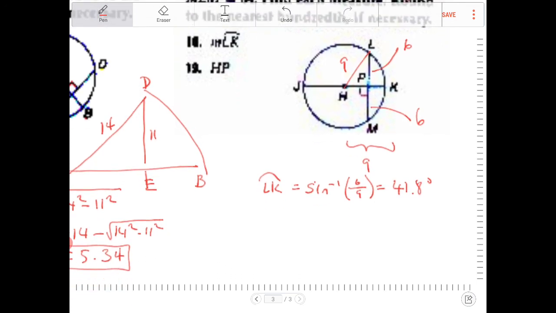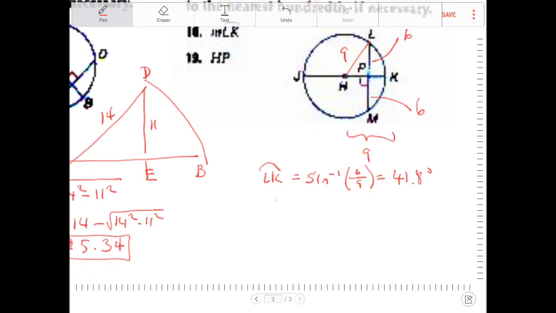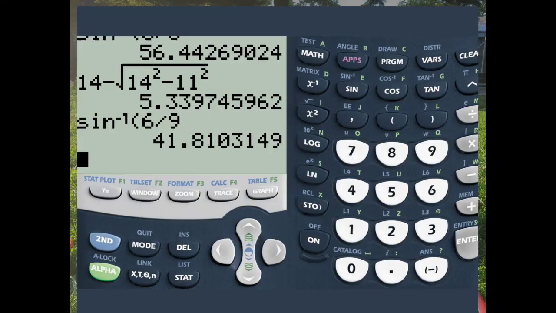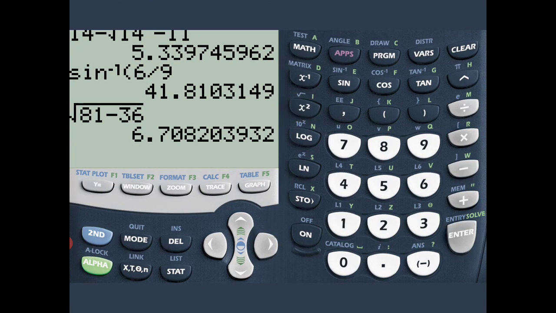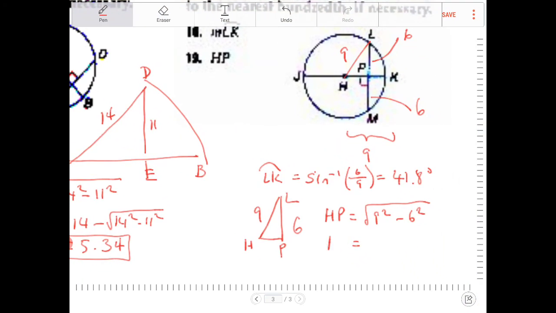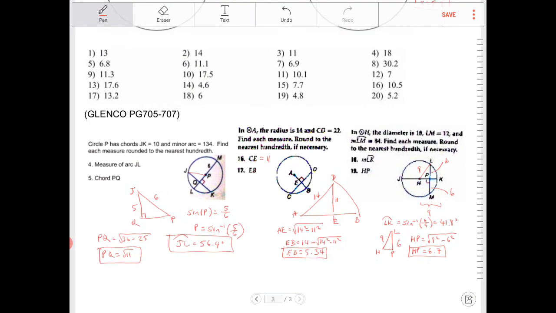And the last question is to find out what HP is. So this is the situation. I have HP and L. LP is 6. LH is 9. So HP is the square root of 9 squared minus 6 squared. And that would be the square root of 81 minus 36, which is 6.7. And that's it.